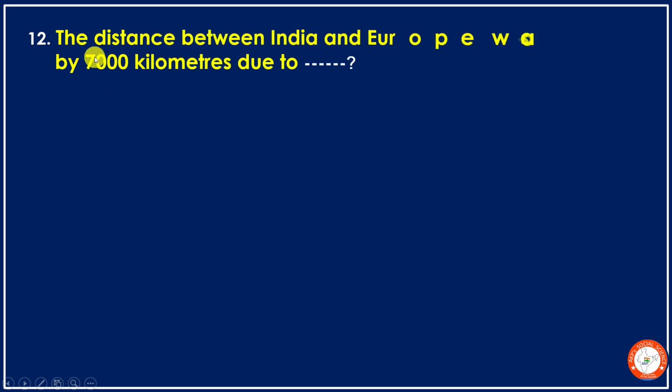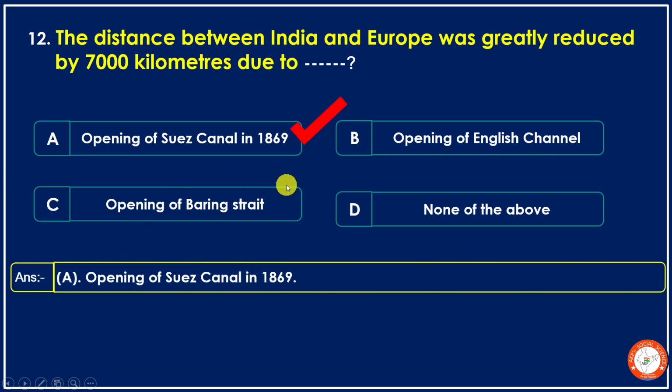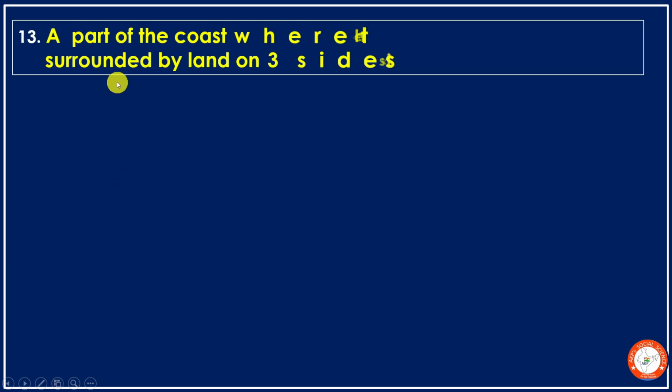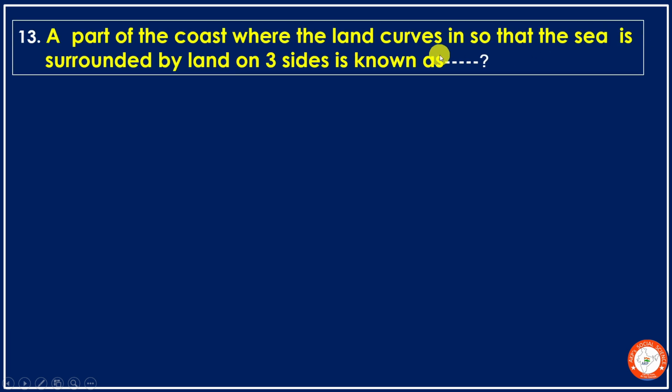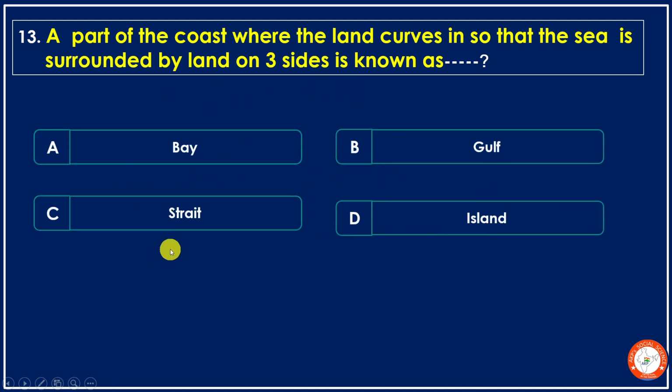The distance between India and Europe was greatly reduced by 7,000 kilometers due to the opening of the Suez Canal in 1869, opening of the English Channel, opening of the Bering Strait, none of the above. The correct answer is opening of the Suez Canal in 1869. A part of the coast where the land curves in so that the sea is surrounded by land on three sides is known as bay, gulf, strait, island. The correct answer is bay.